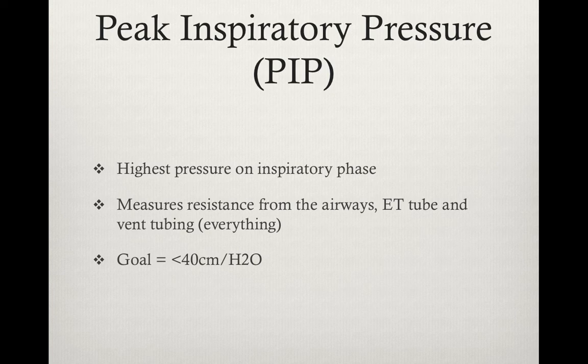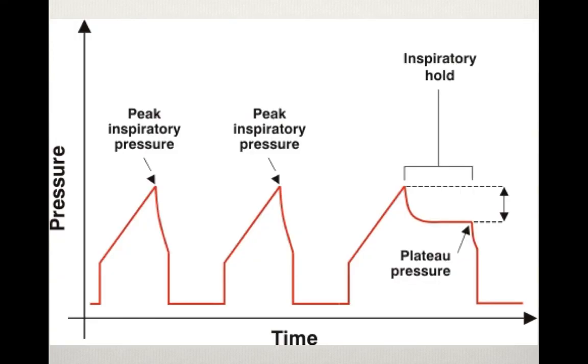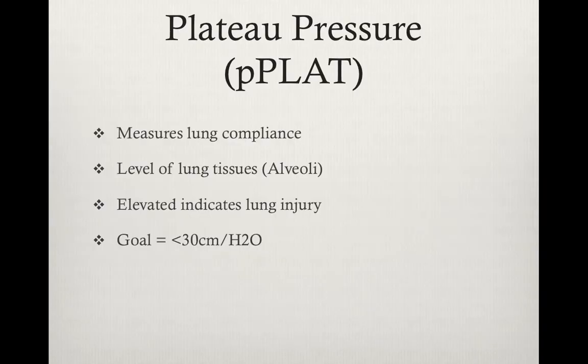What I want us to think about is our goal for a peak inspiratory pressure is to maintain a PIP less than 40 centimeters of water pressure. And that's going to be the highest pressure that we hit when we deliver a volume of air over a set time. So remember, in volume-based ventilation, we're going to set an inspiratory phase, or an I time, and when we hit the set tidal volume over that period of time, we're going to measure that peak inspiratory pressure. Peak inspiratory pressure, airway resistance. Think of those as synonymous terms.